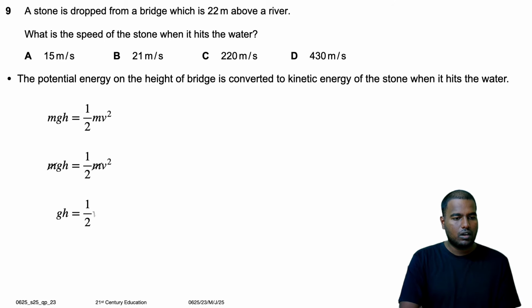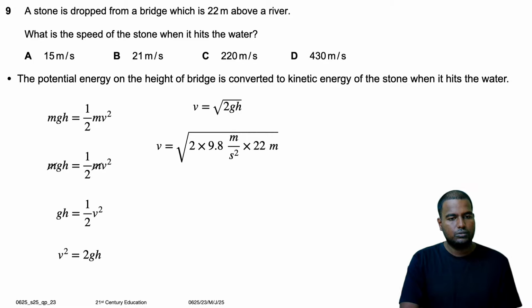So gh equals half v squared. We have to find only v, so let's rewrite this equation. v squared is 2gh. v is the square root of 2gh. Now we have all the variables and values we need: 2 into 9.8 into 22.